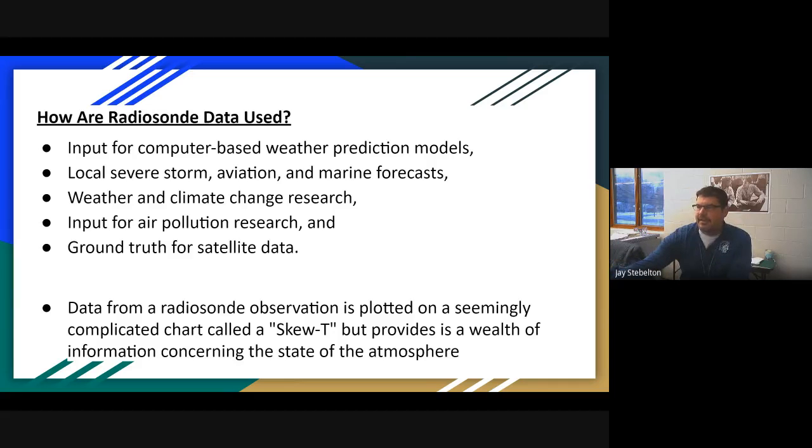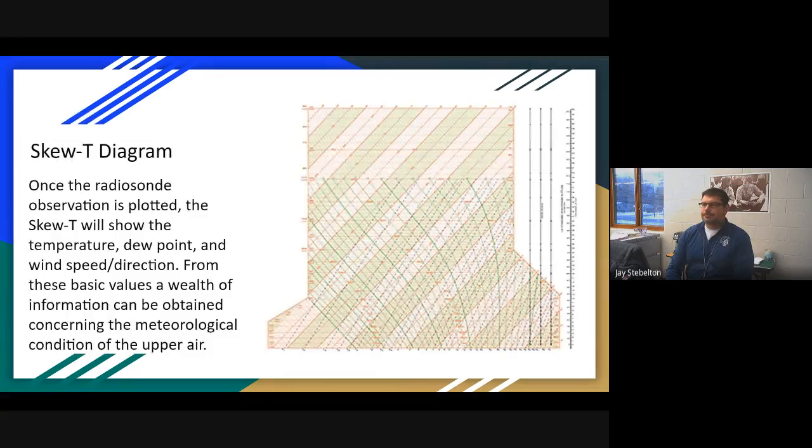The data from these is plotted on a Skew T diagram. The reason it's called a Skew T diagram is because the temperature lines are at a diagonal, upward movement. I'll show you what I mean by that. Okay, so here's a Skew T diagram.